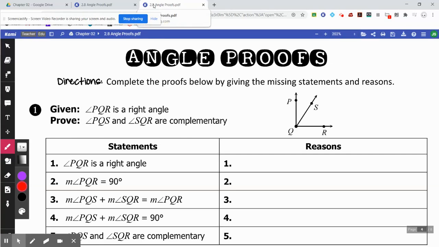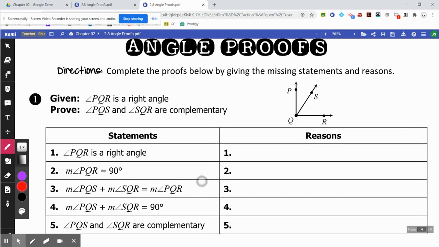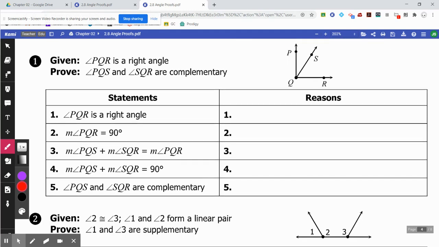Okay, now in this video, we're going to be doing some angle proofs. We're going to use the information that we just went over, and now we're going to prove some of these. You're going to see a lot of similarities between angle proofs and those segment proofs. So, proof number one, let's go ahead and get started.